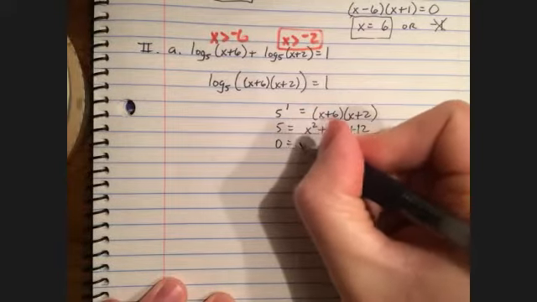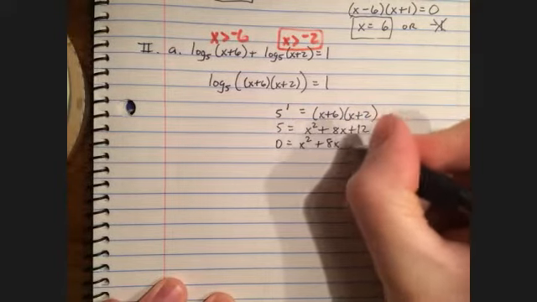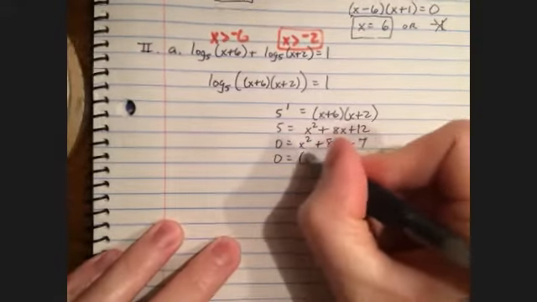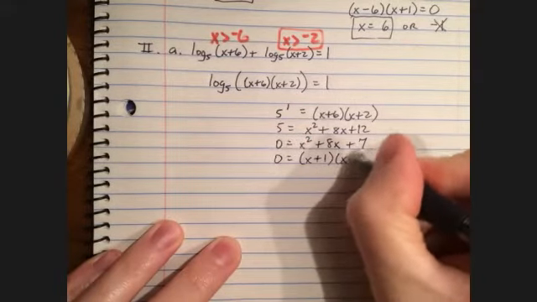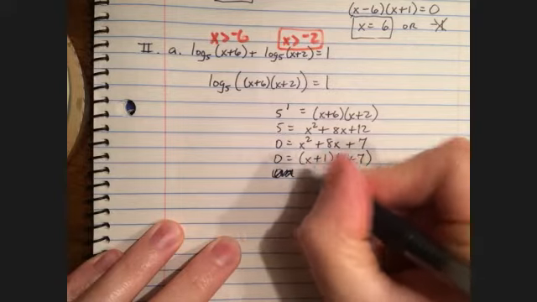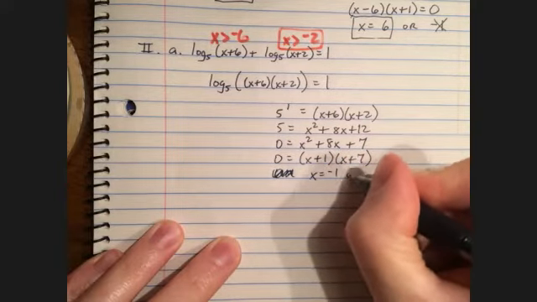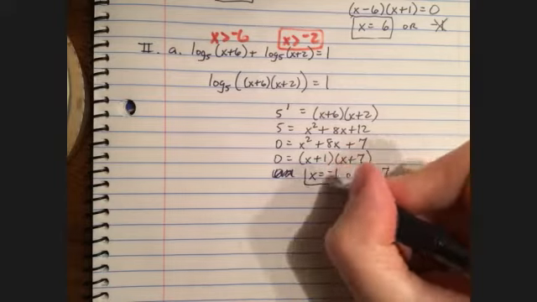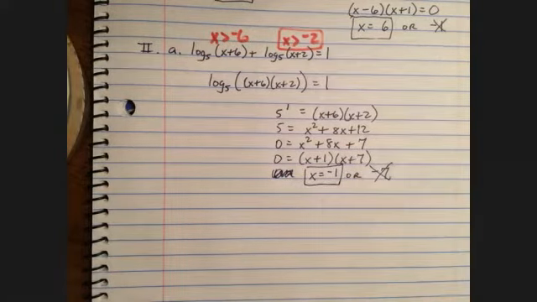So it looks like we're going to be equal to x squared plus 8x plus 7. That factors x plus 1 and x plus 7. So we have two answers. X could be -1 or -7. And the only one that's greater than -2 is the -1. So -7 is our extraneous solution.